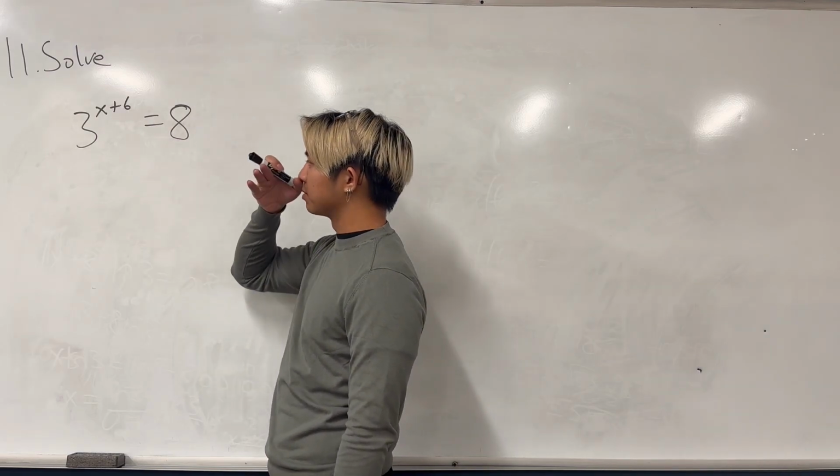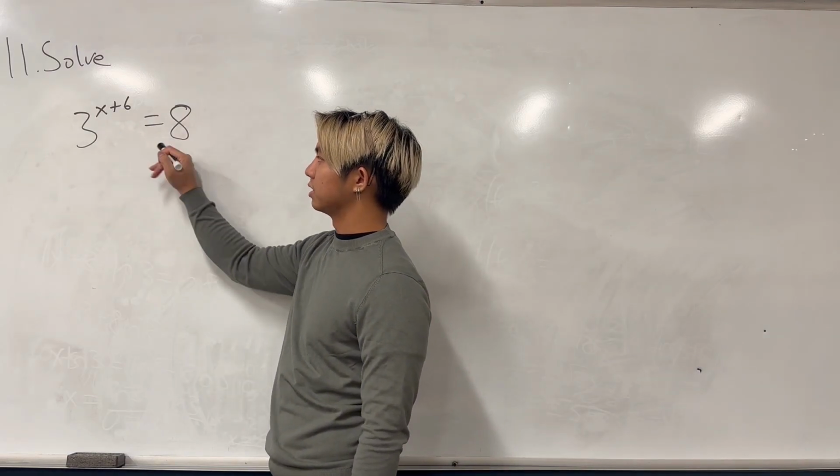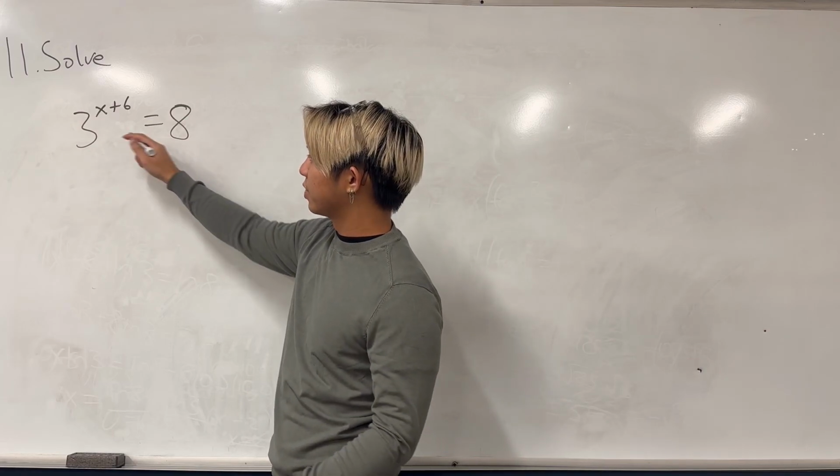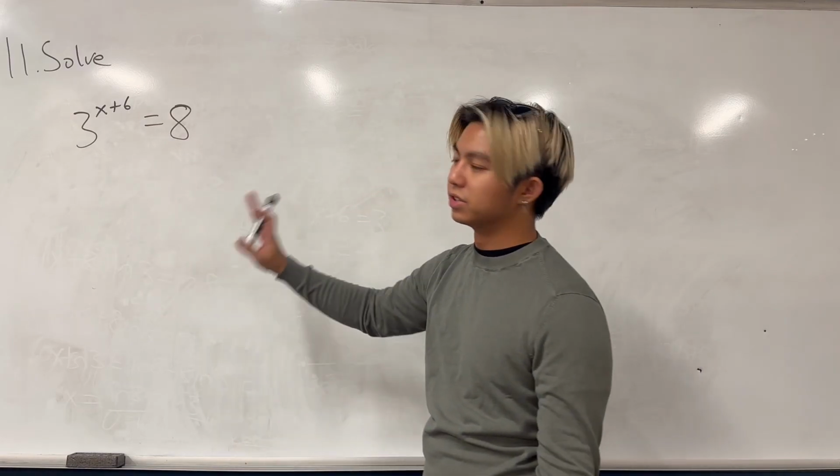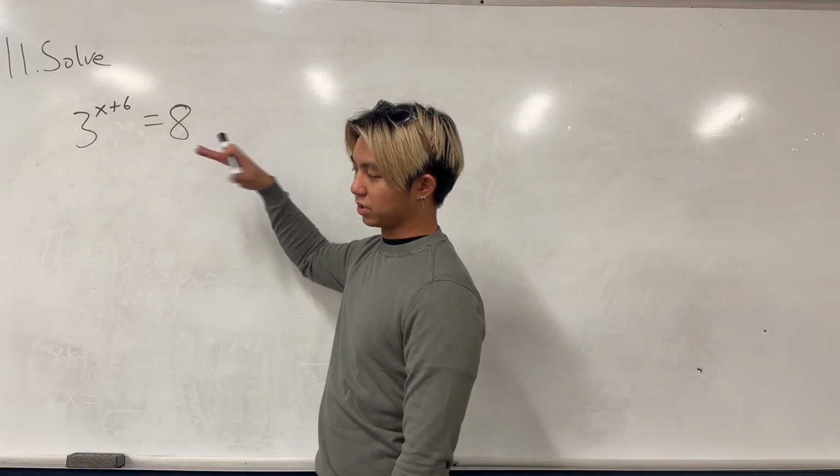So here, I'm trying to look for a relationship between this base and this base. Unfortunately, 3 doesn't really go into 8. If we do 3 squared, it'd be 9. 3 to the 1 power is just 3. So unfortunately, we have to do this the hard way.